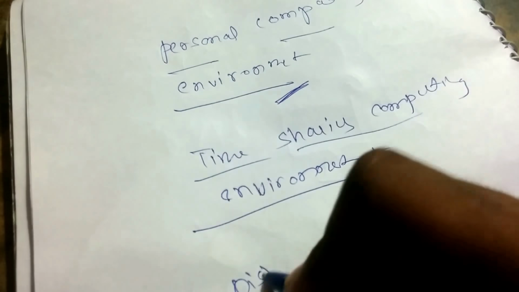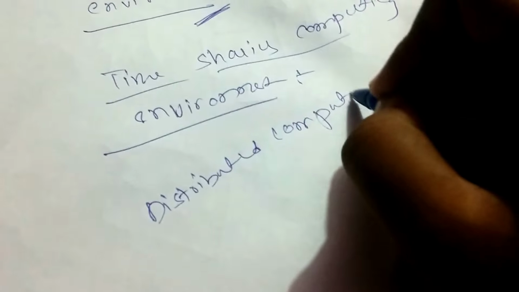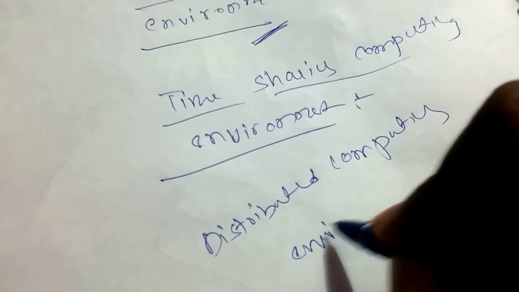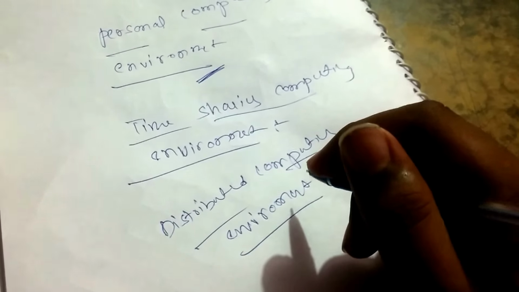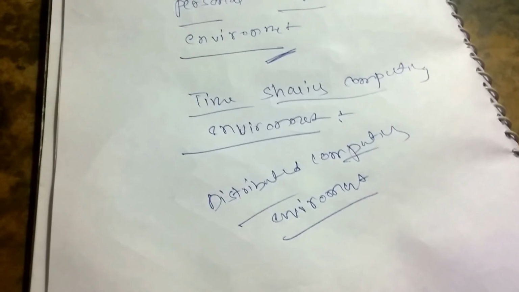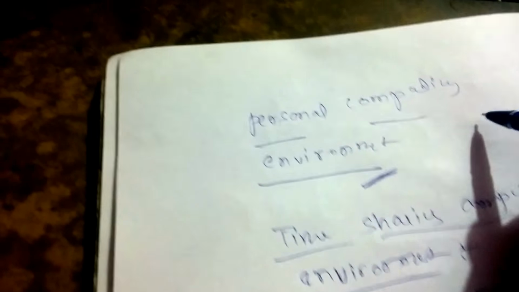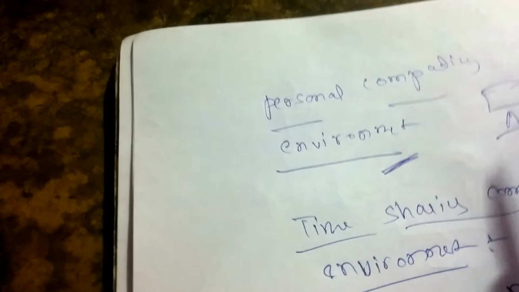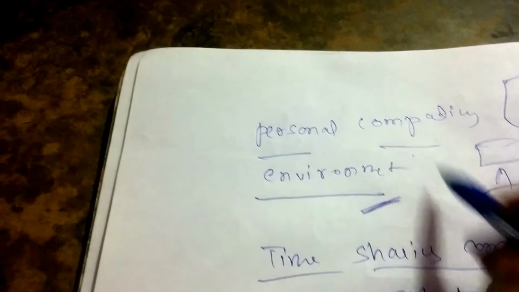And we also have the distributed computing environment. I'm not actually giving the notes, I'm just saying it orally. Just understand this. Okay, let me just draw the diagrams so that it would be much easier to understand this. Just a normal computer, personal computing environment, mobile. This is nothing but a personal computing environment.